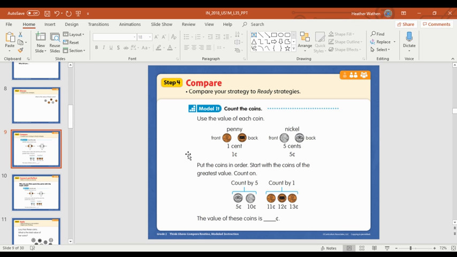Let's get back to the bottom. We are going to look at how they put these coins in order. These were our coins from the first page, and now they've taken them and put them in order, starting with the coins with the greatest value and ending with the coins with the least value, and then they counted them. So they're saying that one nickel is 5 cents, 2 nickels is 10 cents. And then we're going to start counting by ones. So we're going to go 11 cents, 12 cents, 13 cents. So the value of all these coins on my first page is 13 cents.